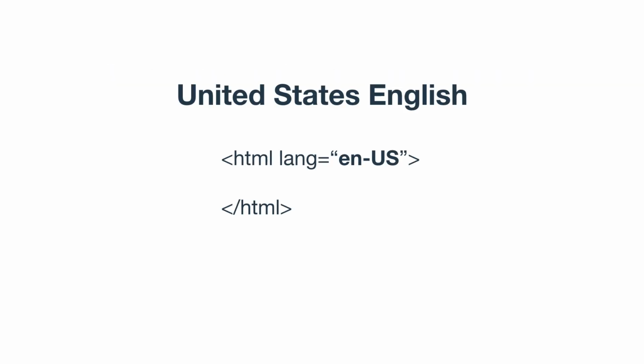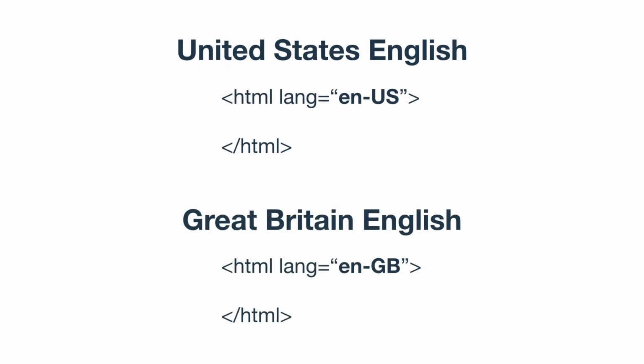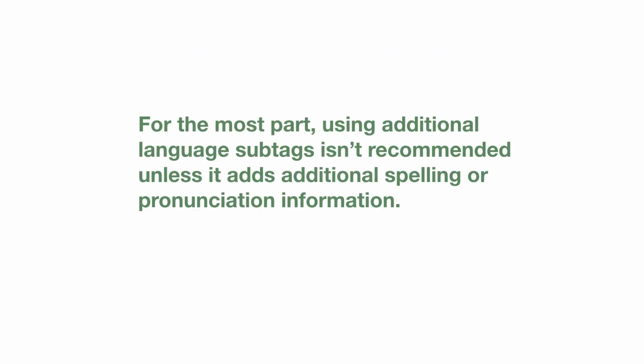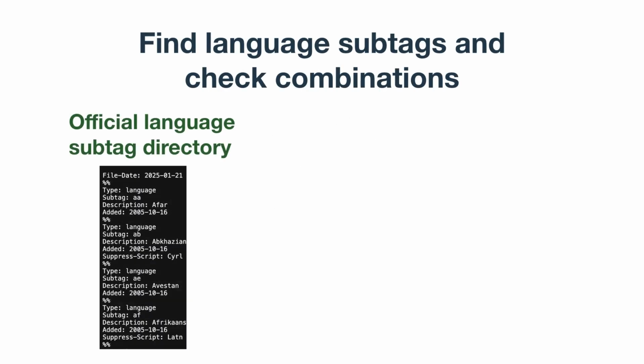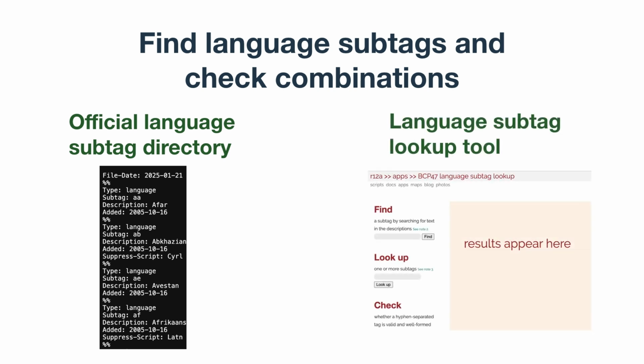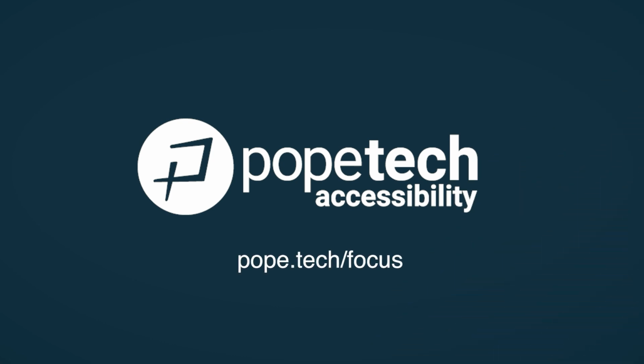For example, en-US would be United States English, which might have different spelling and pronunciation than en-GB, which is Great Britain English. For the most part, using additional language subtags isn't recommended unless it adds additional spelling or pronunciation information. You can find language subtags and check combinations in the official language subtag directory or the language subtag lookup tool, both linked below. You're ready to define page language on your website.